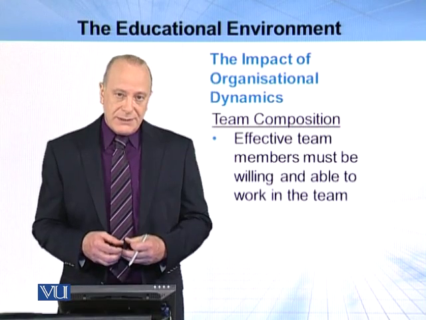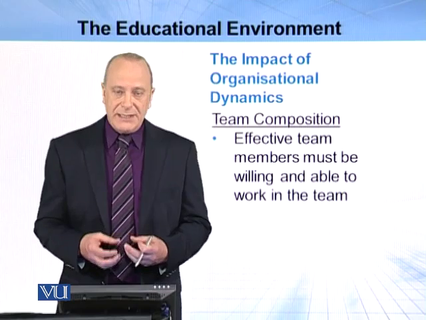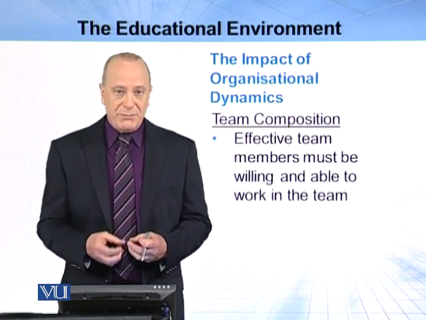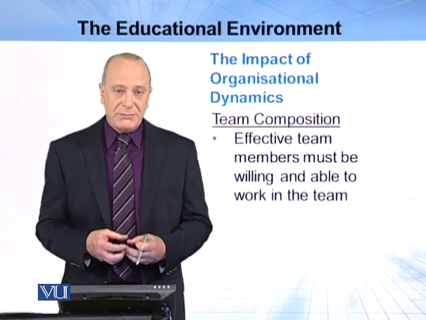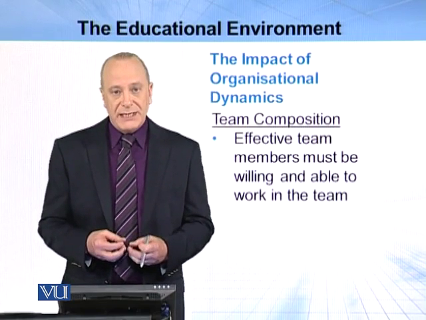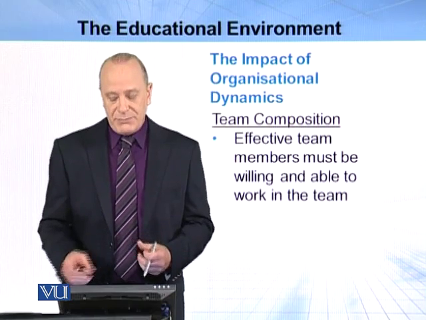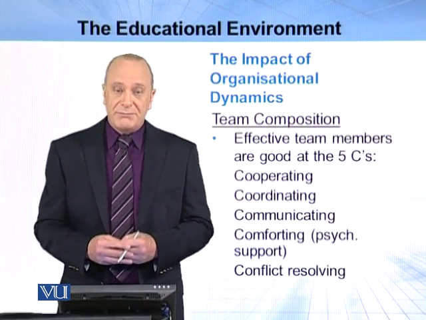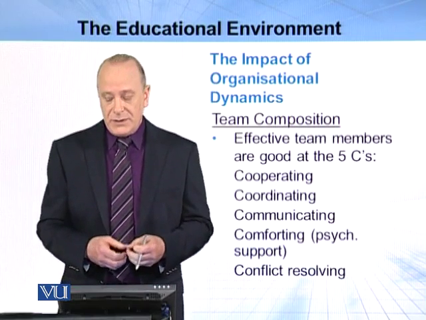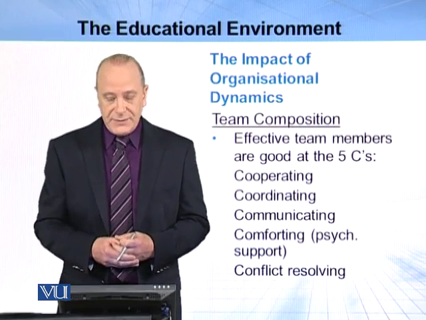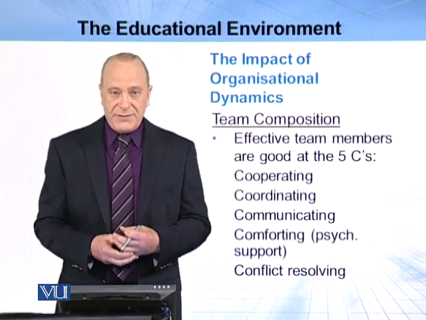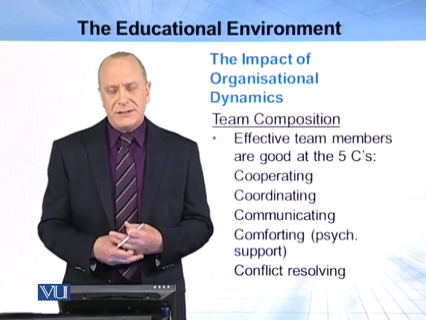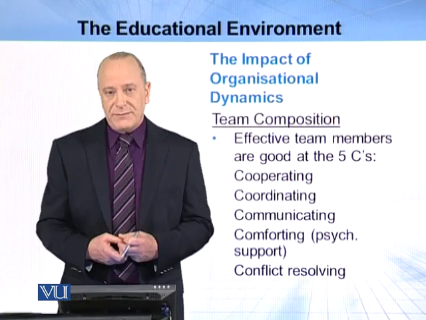So team composition can have an impact on this interdependence. An effective team is one where people are not only willing but able to communicate directly with every other member in the group. And in this regard, the reflective practitioner can focus on what are known as the five C's of team composition. The first C is cooperating. How are individual members in the team cooperating with other members of the team?